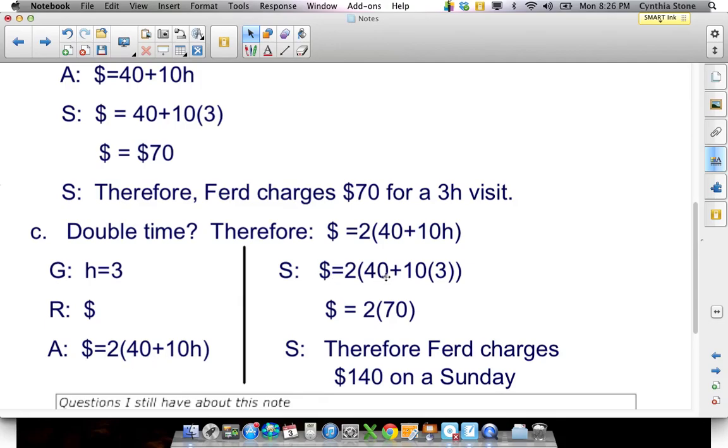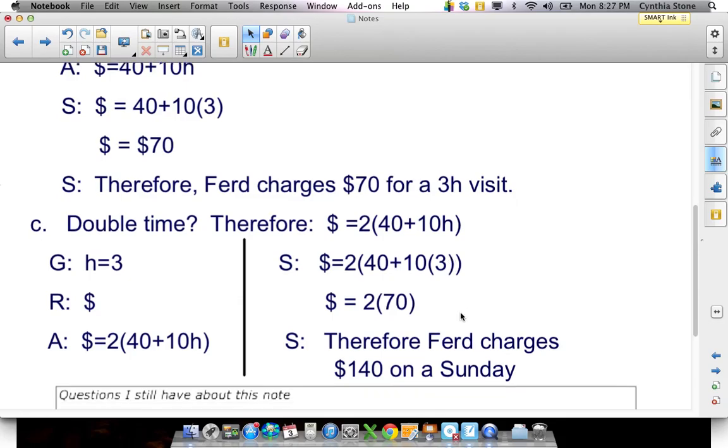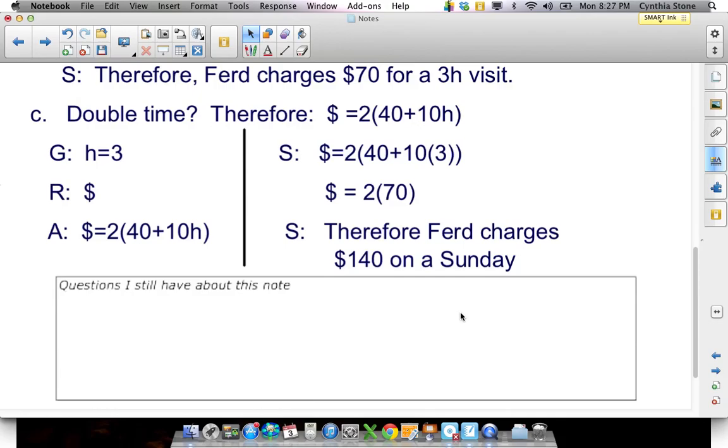Substitute in and solve. So I go 40 plus 10 times 3. And if I was going to use distributive property, I could go 2 times 40 plus 2 times 30. But it works out to $140. So that's an example, word problem type problem you might see later on.